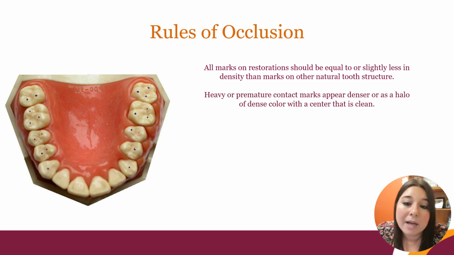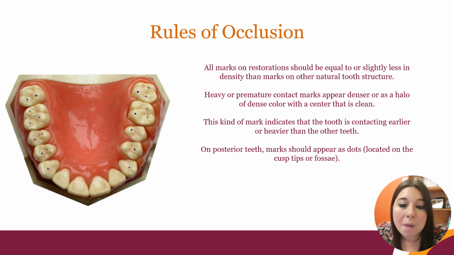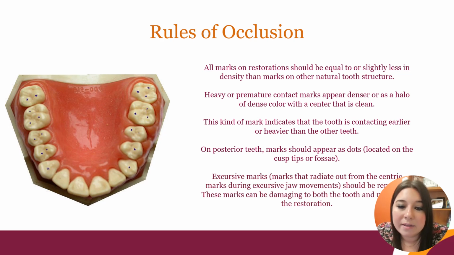So heavier premature contact marks appear denser or as a halo of dense color with a center that is clean, almost like a bullseye. This kind of mark indicates that the tooth is contacting earlier or heavier than the other teeth. On posterior teeth, marks should appear as dots that are located on the cusp tips or fossae. So as you can see in the picture here, we see the dots of where these marks typically are on posterior teeth. And then excursive marks are marks that radiate from the centric marks during excursive jaw movements, so like side to side, we should get rid of those.